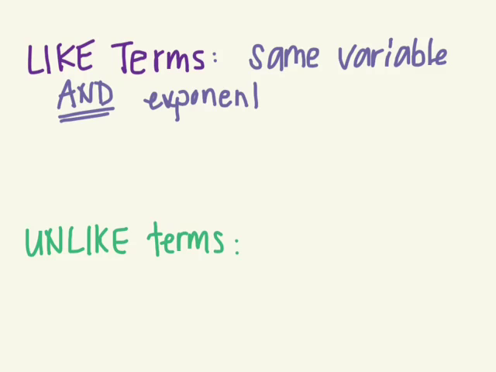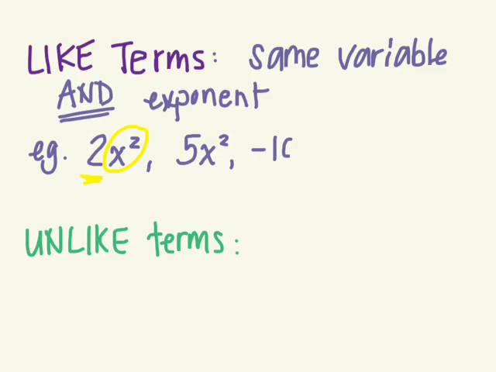Can someone give me an example of what two like terms might look like? What's an example of like terms? Something that has the same variable and the same exponent. Okay, if I have 2x squared, give me another term that would be like 2x squared. So it just has to have the same variable and exponent. Does the coefficient matter? No, so pick another number. 5x squared, sure. What about negative 10x squared?